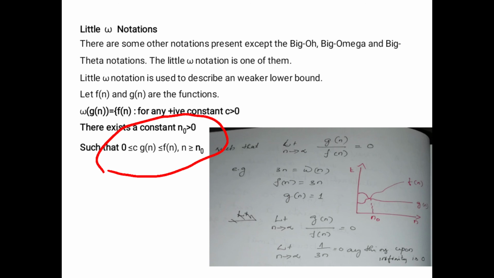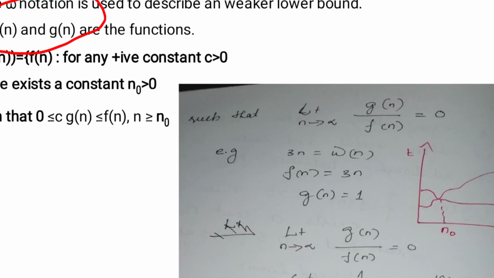So in little omega notation, 0 is less than or equal to c g of n is less than or equal to f of n. Then we use a mathematical function to explain the concept: limit n tends to infinity of g of n by f of n. In little o notation it is f of n by g of n, and in little omega it is g of n by f of n, equal to 0. That is the mathematical function.